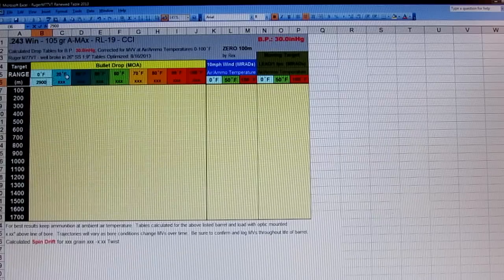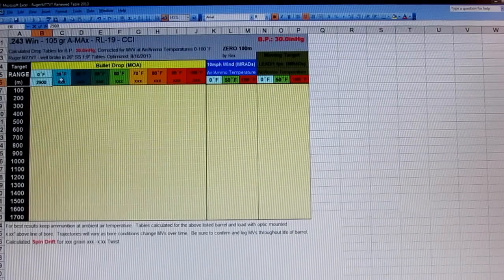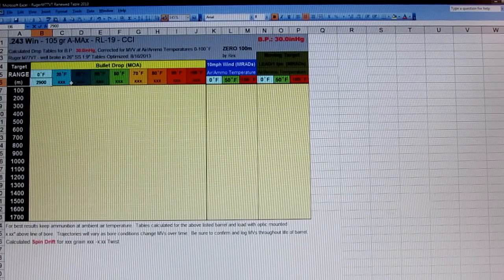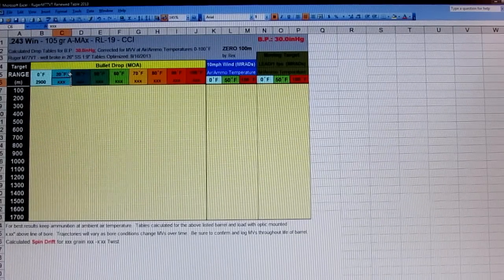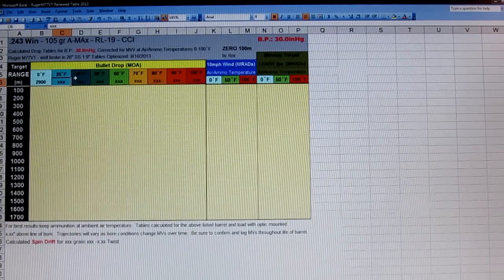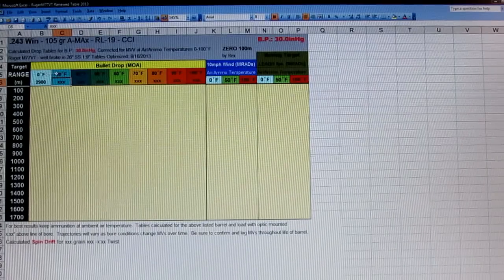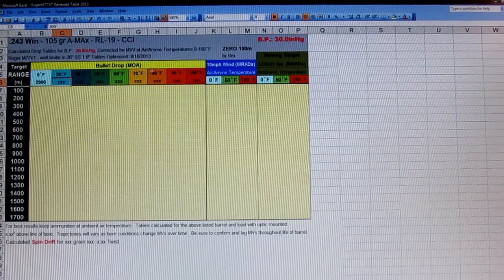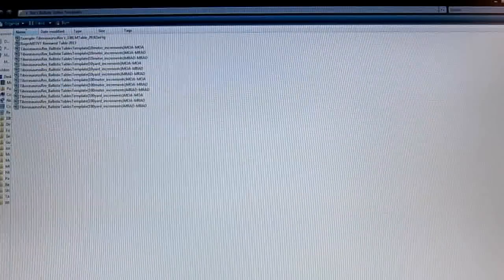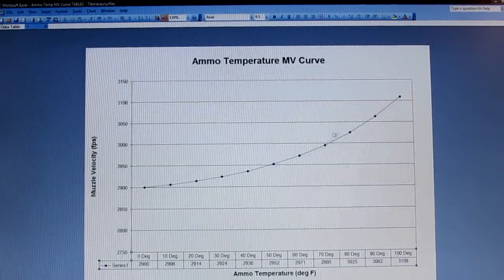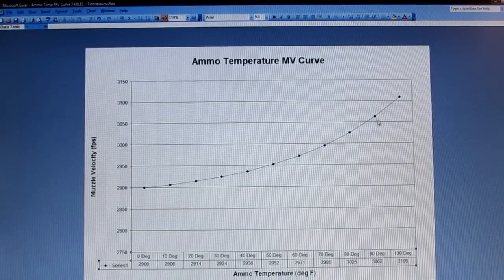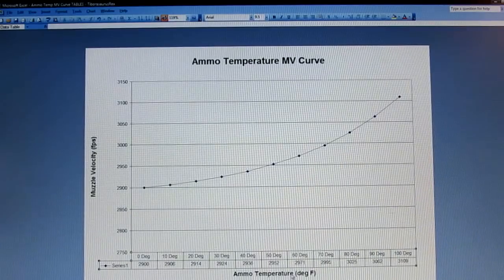Now the first few of these are not in 10 degree increments, you're going to note, because at the lower temperatures the curve is flatter, so there's less of a difference between the ballistic data. So I have those spread out a little more. When you get up into the hotter temperatures, the curve really takes off and gets a little steeper. So it's more important to have those in closer increments degree-wise.